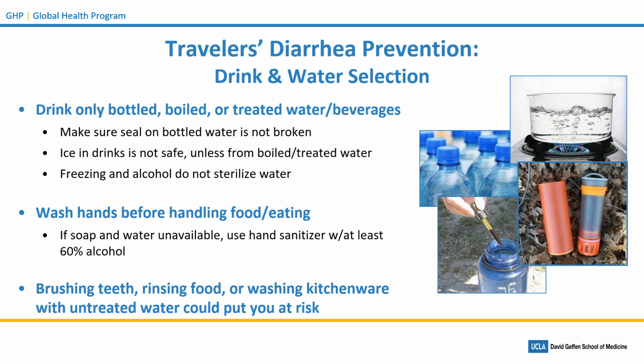In terms of preventing traveler's diarrhea, what you drink is super important. So only drink bottled, boiled, or treated water and beverages. Make sure that the seal on the bottled water is not broken. Ice in drinks is not necessarily safe unless it's from boiled or treated water. And keep in mind that freezing and alcohol do not sterilize water.